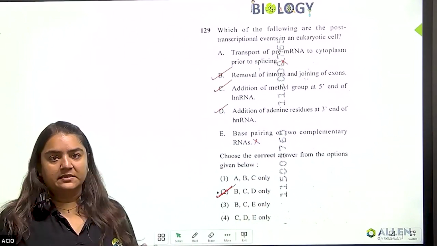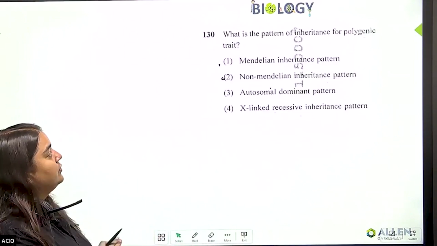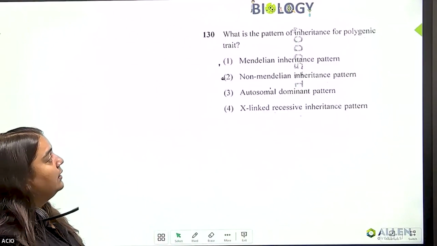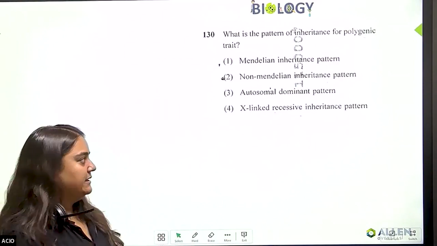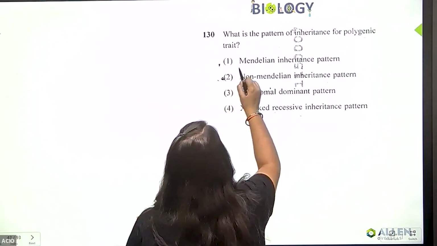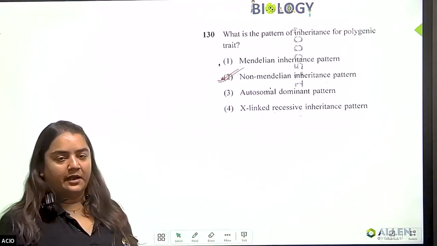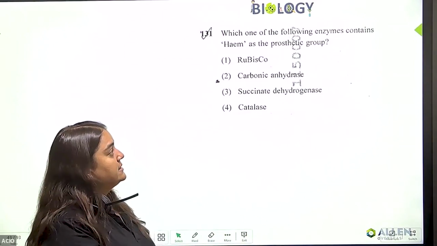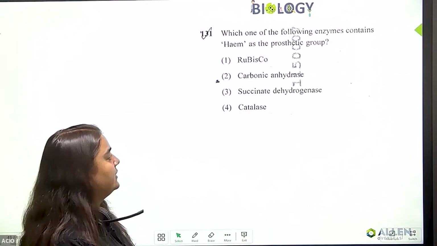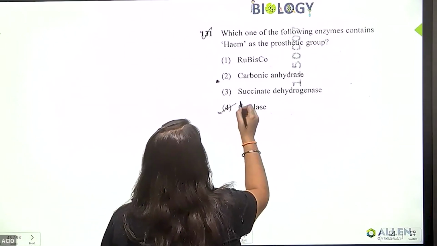I hope everything is clear till now. Let's go on to the 130th one. What is the pattern of inheritance of polygenic trait? It's a non-Mendelian inheritance. Very direct question. So the answer will be non-Mendelian inheritance. Which of the following enzymes contains heme as a prosthetic group? That is your catalase enzyme.